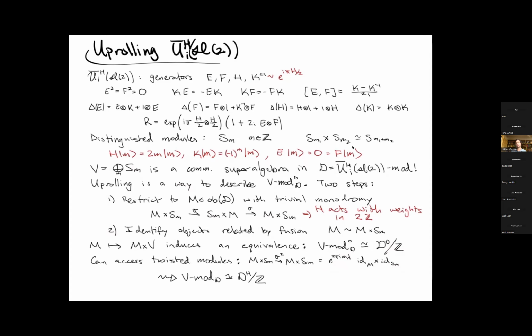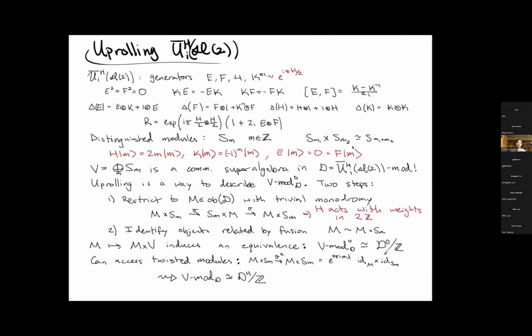So these are not genuine modules for V, in that you don't have a trivial double braiding with the algebra itself, but you end up having a double braiding that is actually an automorphism of the algebra. And this automorphism will be, in essence, the holonomy that we've been after. So in some sense, this is like zeta to the M. So we're led to the same sort of description.